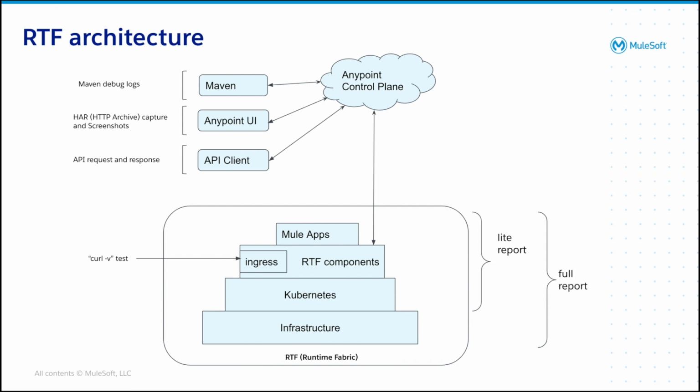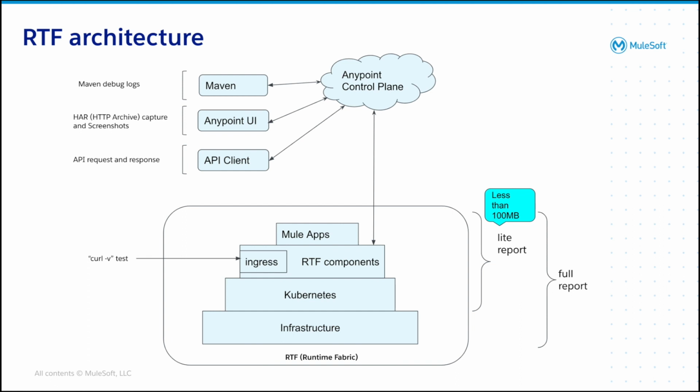We need different logs to troubleshoot different kinds of issues. The most frequently used log is the light report. A light report has the logs from all the Kubernetes components, including the RTF agent components and the Mule applications. A light report usually is less than 100 megabytes. You can generate the light report with the RTF CTL. If we run into issues with the ingress, we need the curl test result plus a light report.